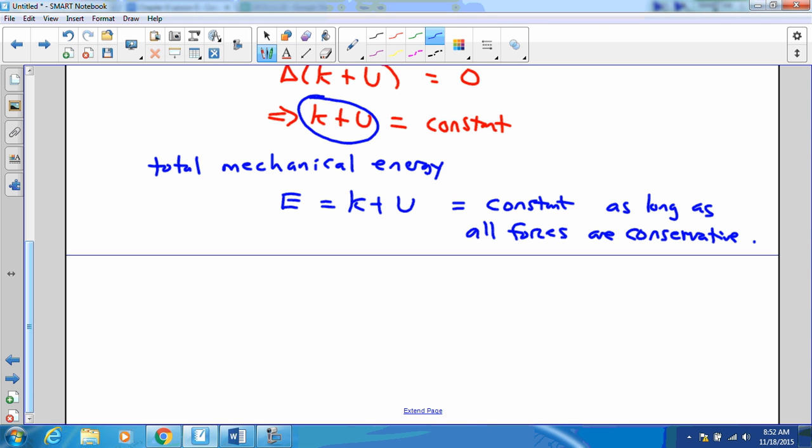Now, that's the theory. Let me show you how easy this is to use in practice. You're going to love conservation of energy because it makes problem solving really, really easy in a wide variety of circumstances.